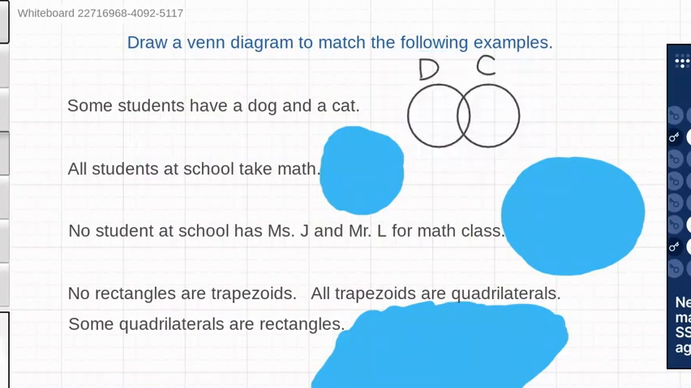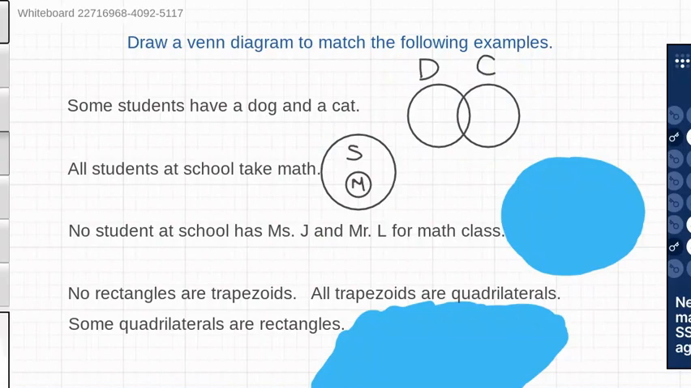All students at school take math. The keyword here is all. Based on the keyword, we know which Venn diagram to draw, a subset.